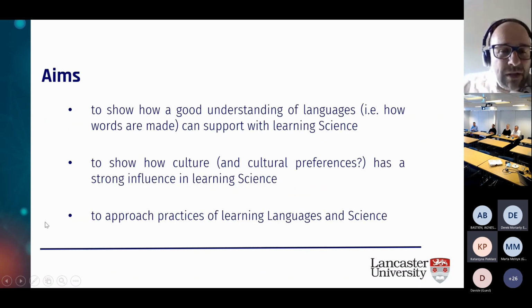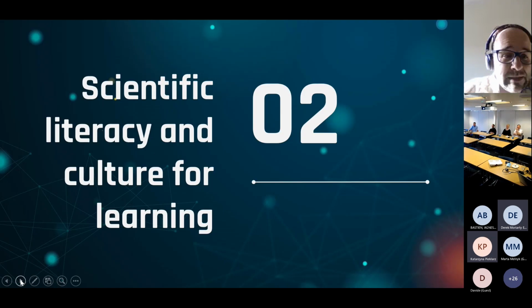So the aims of this presentation are to show how a good understanding of languages, or how words are made, can support learning science; to show how culture and cultural preferences have a strong influence in learning science; and how to approach practices of learning languages and science. And this last point is the really new one. So let's start with scientific literacy and culture for learning.